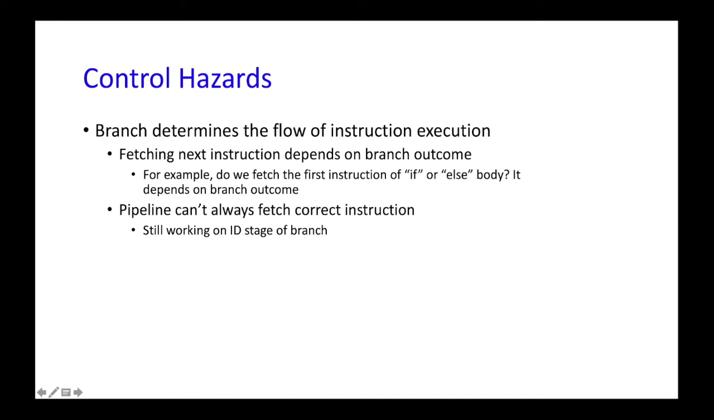Let's talk about the last hazard, the control hazard. When the hardware executes a conditional branch instruction, it does not know which instruction to fetch next until the branch outcome is finalized. Using an if-else statement as an example, the hardware does not know whether it should fetch the first instruction of the if body or the first instruction of the else body until it knows the outcome of the branch.